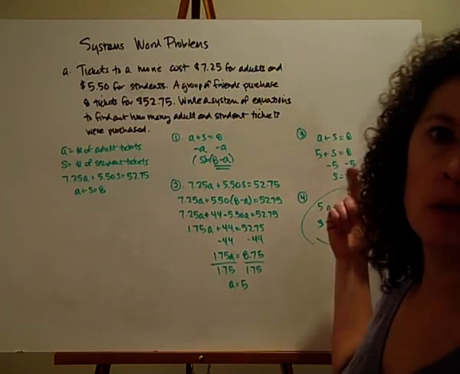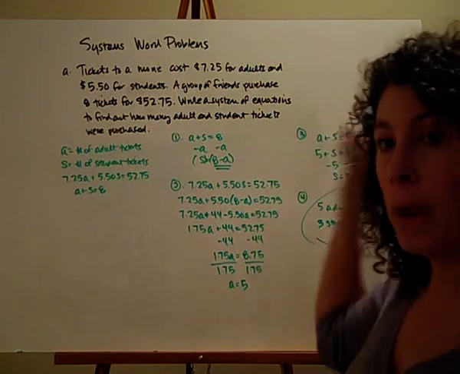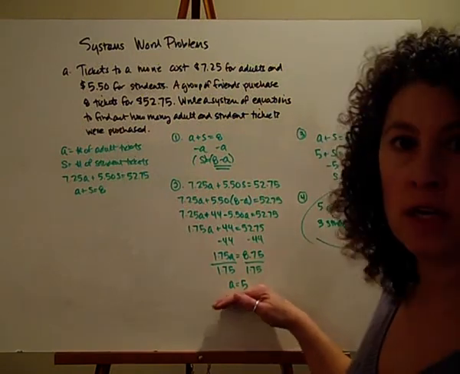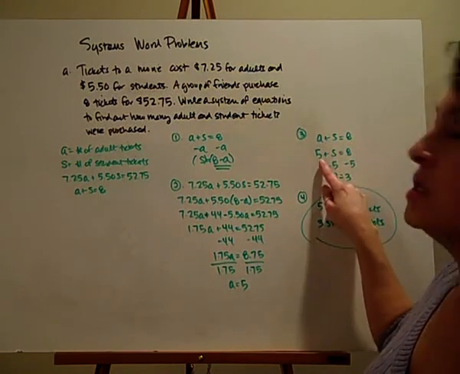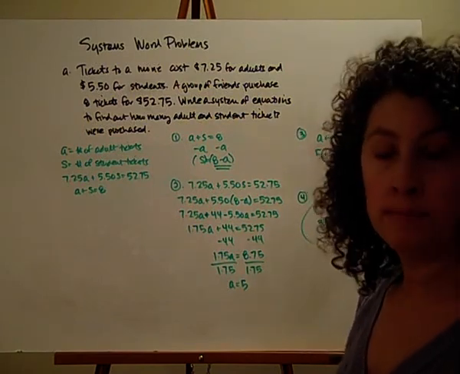The third step was to take this piece of information, which we already know, and plug it into one of the equations to find the other piece of information. So I know the adult tickets. I want to find the student tickets. They tell us the adult plus the student equals 8. So 5 plus s has to equal 8, which means s equals 3.